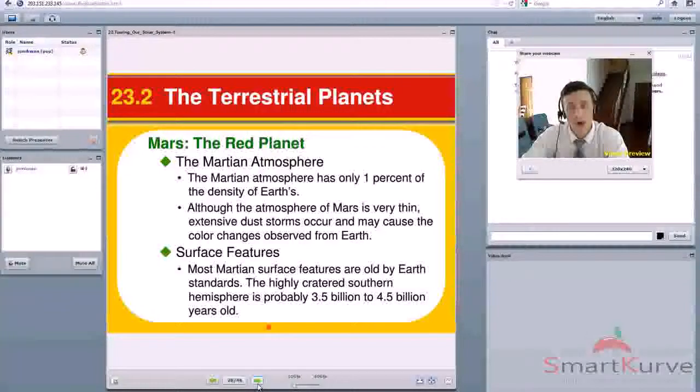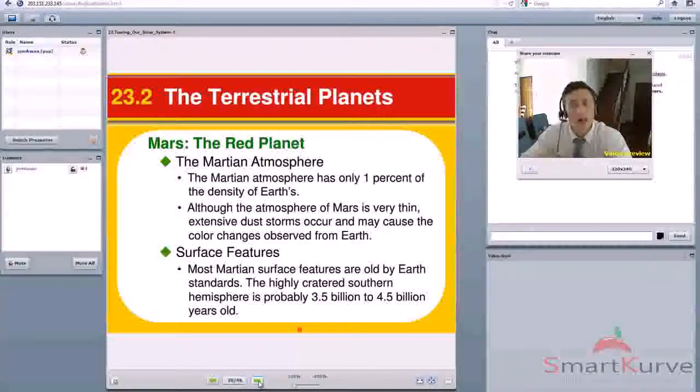Mars, in addition to having older features, also has more extreme features. For example, the highest mountain on Mars, Olympus Mons, is much taller than the tallest mountain on Earth, Mount Everest. I believe Olympus Mons is something like 3 times the size of Mount Everest. So even though Mars is a smaller planet, half the size, it has much larger mountains and volcanoes.